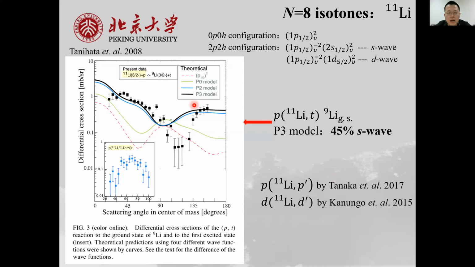For the boron nuclei, lithium-11 is a well-known example. A very large S wave intruder component in its ground state is reported, as large as 45%, and this is also proved by proton and deuteron inelastic scattering. The large S wave intruder component is theoretically attributed to the effect of tensor and pairing forces.